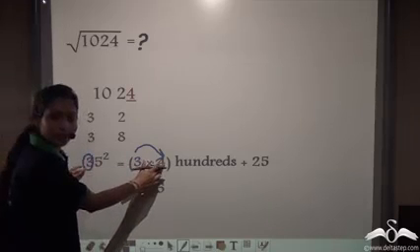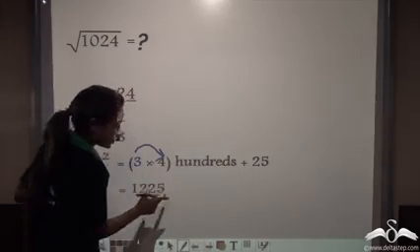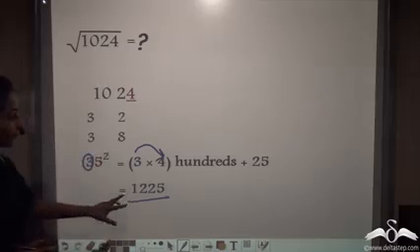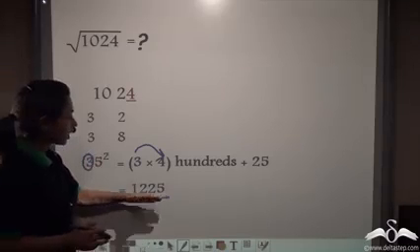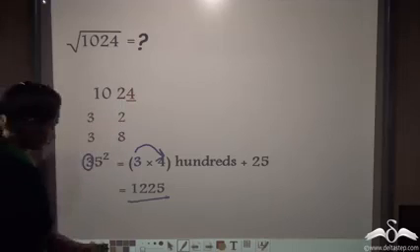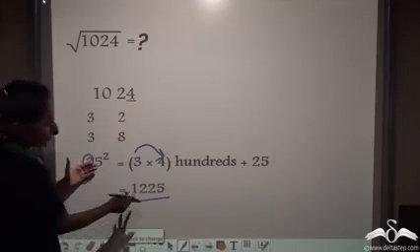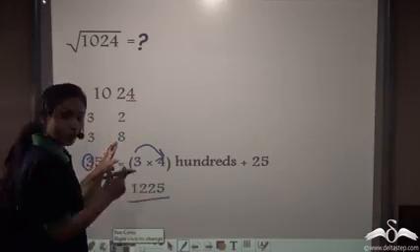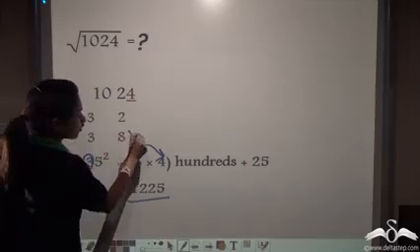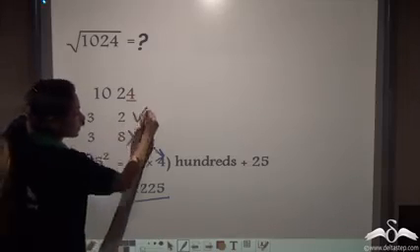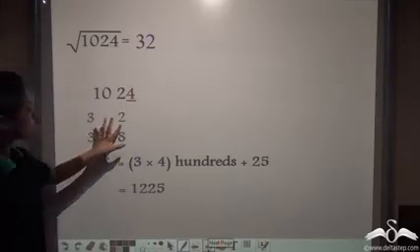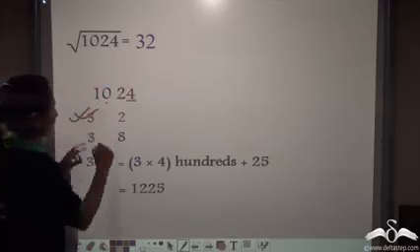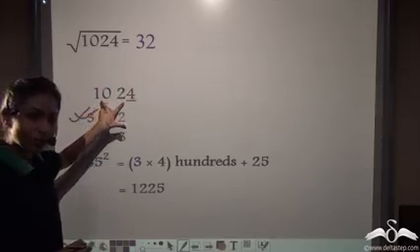So 3 into 4 gives us 12. 1200 plus 25 is 1225. So you can see 35 square is very, very easy to find. It is 1225. Now compare it with these. If 35 square is 1225, then 38 square cannot be less than this. It will always be greater than this. So this option is not valid and we are left with 32. So 32 is the square root of 1024. This was a very fast method of taking out the square root of 1024.